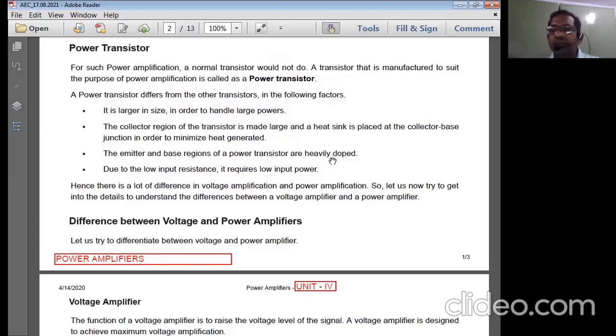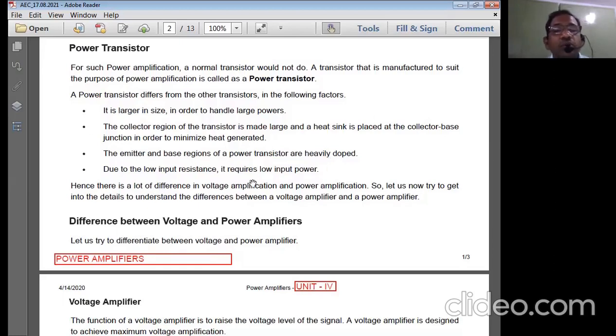In the case of voltage amplifiers, only voltage amplification takes place, but current amplification won't take place. When you multiply the voltage and current, the resultant multiplied value will be simply less. In the case of power amplifiers, voltage as well as current, both should experience amplification. Then only we say that the output power is going to be more than the input power.